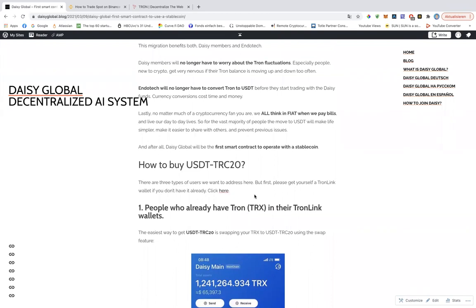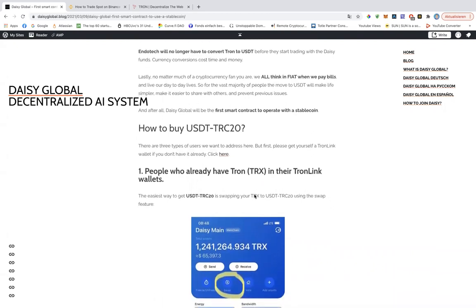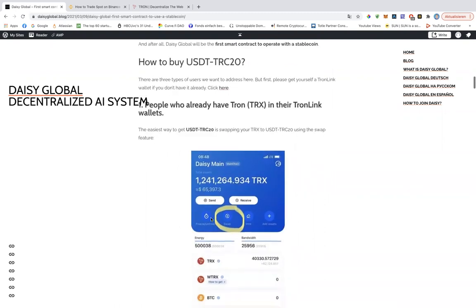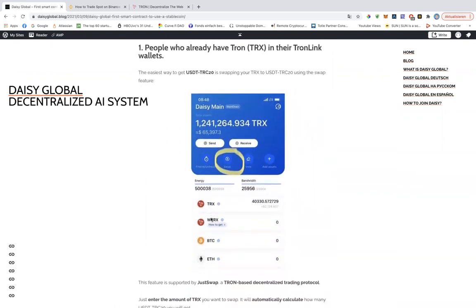And in the next section, I would like to explain how to buy USDT TRC20. So I would like to address three different types of people, okay? So the first type will be people that already have Tron in the Tron link and are ready to get started with Daisy, okay? So what you will have to do is you just swap some of your Tron to USDT, okay? And you can use the swap feature that you will find on the front page of Tron link.